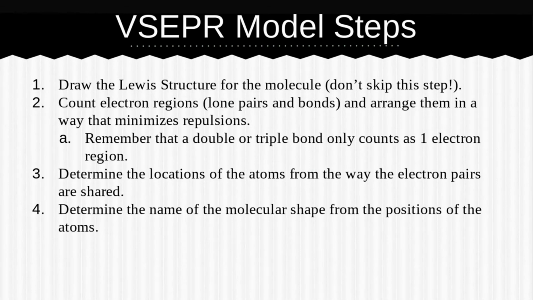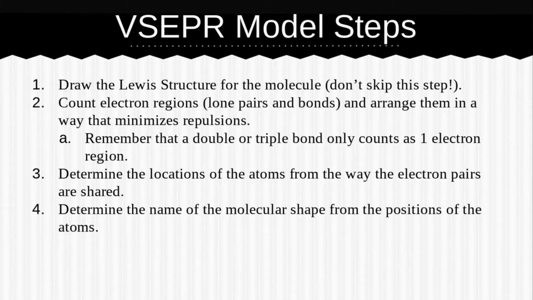So the steps for figuring out the VSEPR structure for a molecule is to first start by drawing the Lewis structure. You have to do this before you figure out the VSEPR model, so don't skip this step. Next is to count up the electron regions around the middle atom. So electron regions can be lone pairs or bonds. We want to have them arranged as far apart as possible to minimize the amount of electron-electron repulsions.